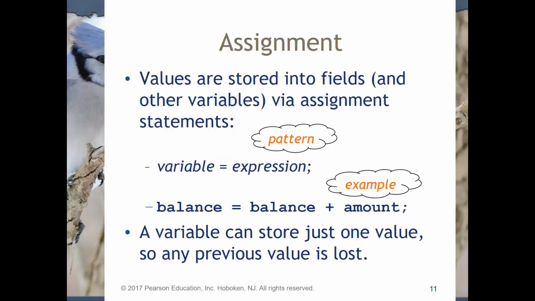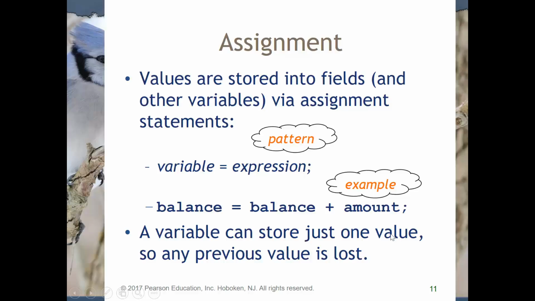Assignment. Values are stored into fields and other variables via assignment statements. So in other words, if you have a variable over here equals something, doesn't matter what it is. I could put a number here if it's an int. I could put characters here if it's a string. There's a variety of other values. In this case, the example is balance equals balance plus amount. So it's going to take the current value of balance, whatever that happens to be, and add in the amount to it. Then balance plus amount gets stored into balance.